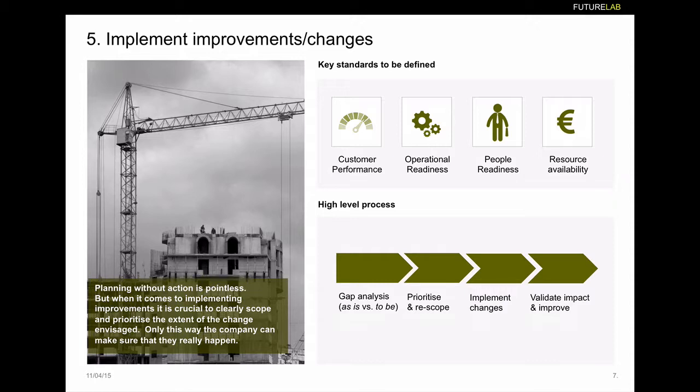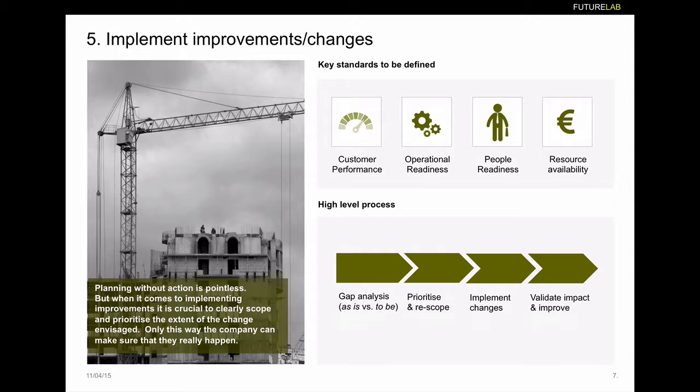So you have to make sure also that the business has the money and the resources and the people and the time available to actually deliver against those standards. So in other words, when it comes to operationalizing and implementing the improvements and the changes which need to happen from a customer journey perspective, there are these 4 areas to be looked at.